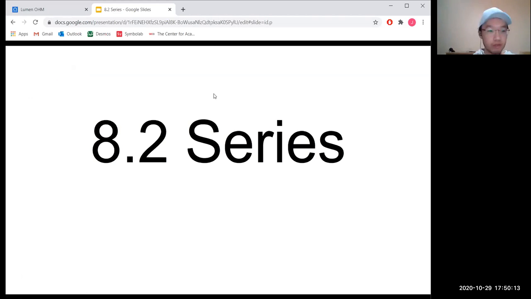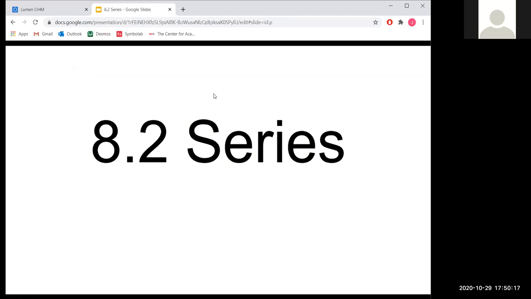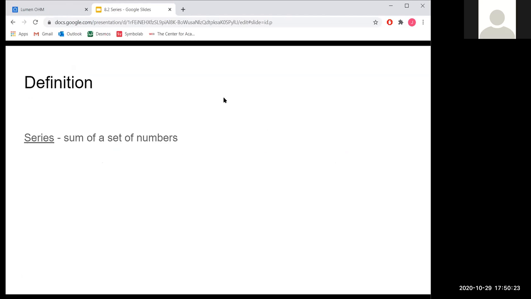Okay, here it is. So today we're doing 8.2, which is series. So what is a series? We'll start with definition. So we have one definition in this topic, series. So series is a sum of a set of numbers. Yep, that's our only definition. So a sequence is an ordered set of numbers, and then if you just add all of it together, that's a series.